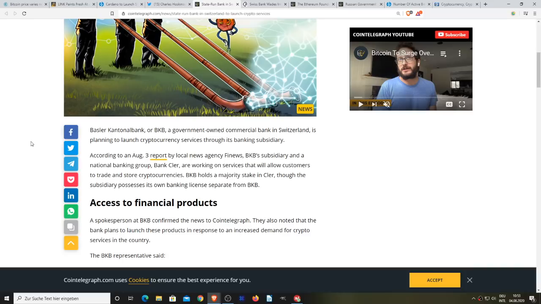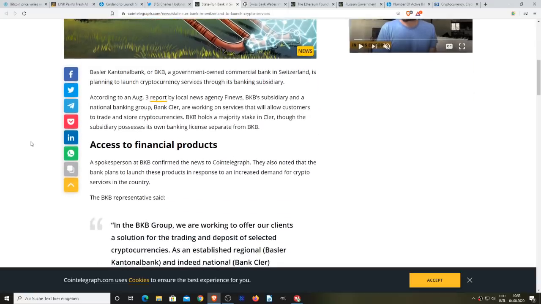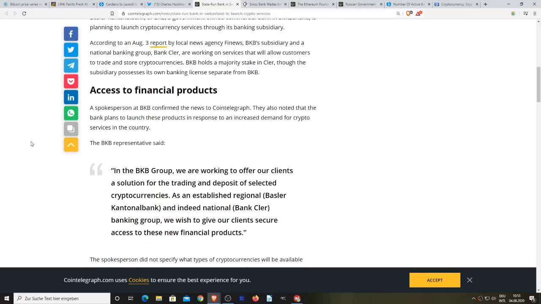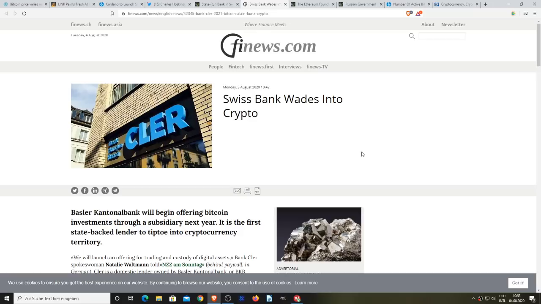They also noted that the bank plans to launch these products in response to an increased demand for crypto services in the country. They said, "In the BKB group, we are working to offer our clients a solution for trading and deposit of selected cryptocurrencies as an established regional bank and indeed national banking group. We wish to give our clients secure access to these new financial products." Here's the actual news story article from FINEWS right here. It says, "Swiss bank wades into crypto. They are apparently the first state-backed lender to tiptoe into cryptocurrencies."